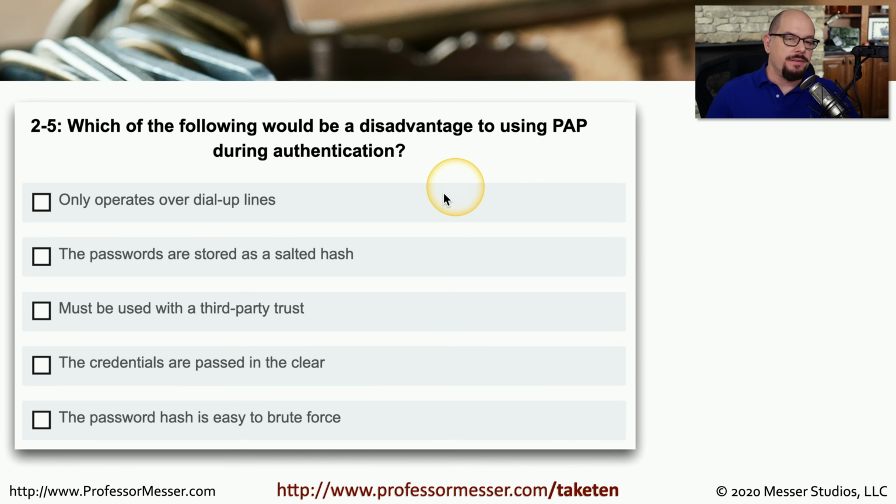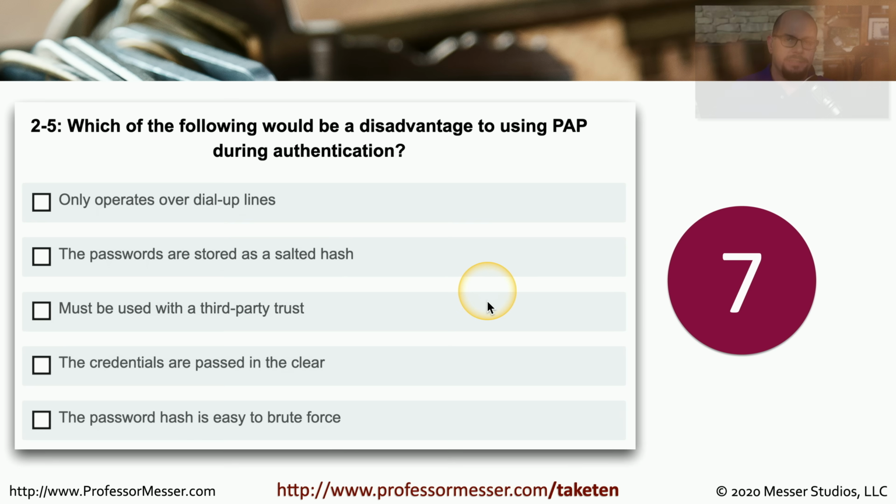Question number 5, which of the following would be a disadvantage to using PAP during authentication? Only operates over dial-up lines. The passwords are stored as a salted hash. It must be used with a third-party trust. The credentials are passed in the clear, or the password hash is easy to brute force. The answer in 7 seconds.